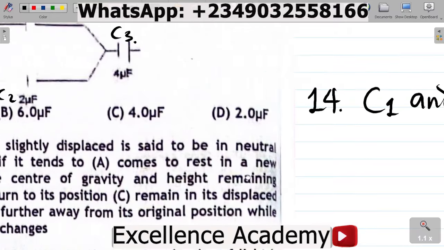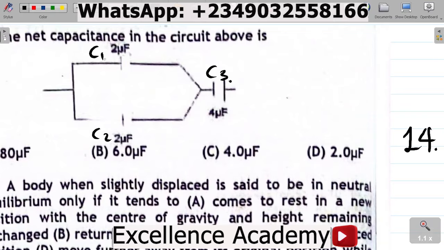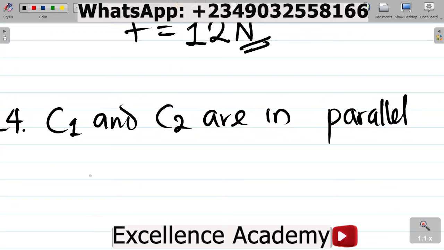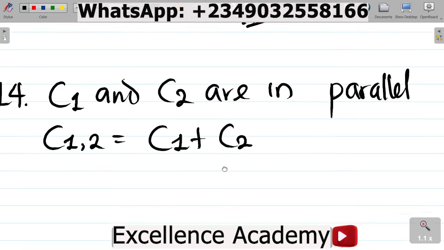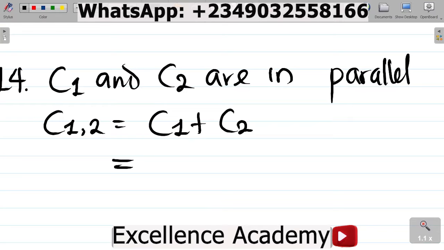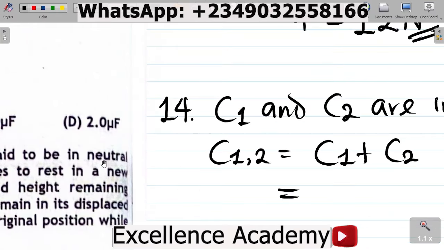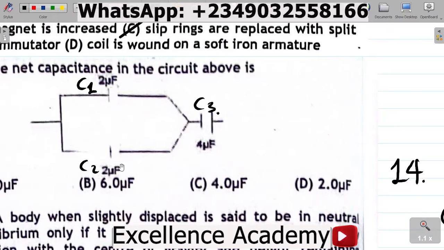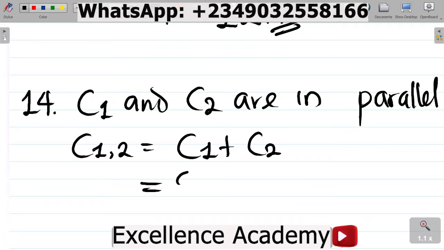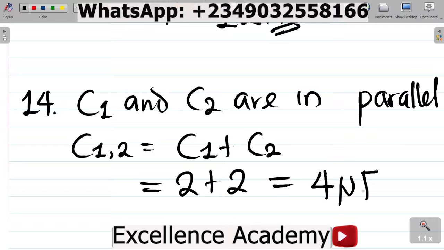All right, if they're in parallel, let's say this C1 this way. If they're in parallel, the equivalent of C1 and C2, C1,2, is equal to C1 plus C2. So you want to know that capacitors in parallel are added straight up like this. The value here is 2 microfarad, 2 microfarad. That becomes 2 plus 2, same unit, that becomes 4 in microfarad. So the equivalent C of 1 and 2 is 4 microfarad.